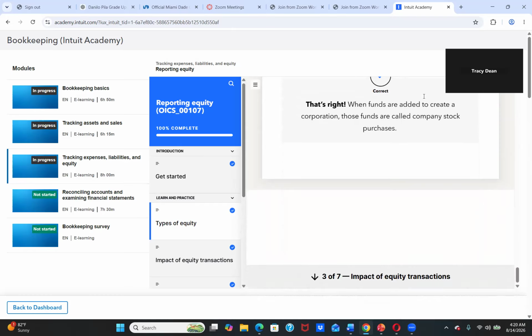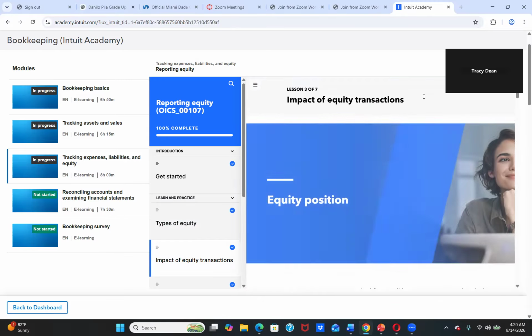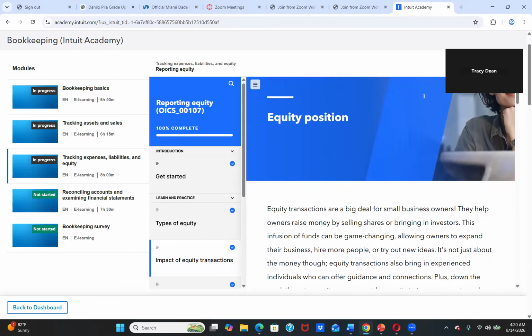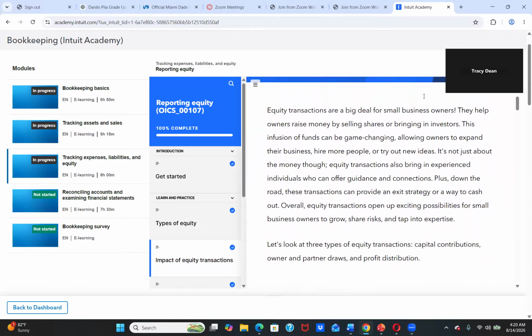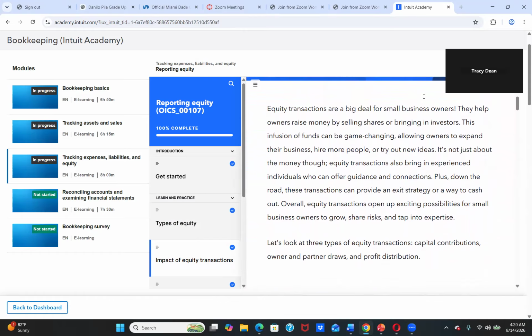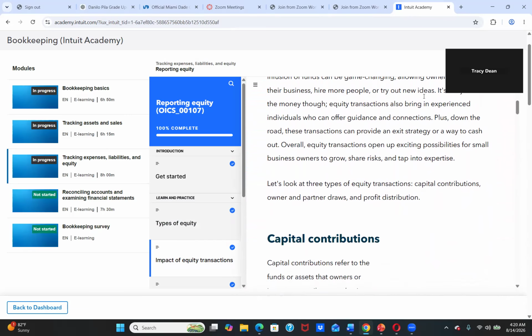Now, we're going to go to the next section, section 3 of 7, which talks about the impact of equity transactions. So equity transactions are a big deal for small business owners. They help owners raise money by selling shares or bringing in investors. Again, the owners raise money by selling shares or bringing in investors.